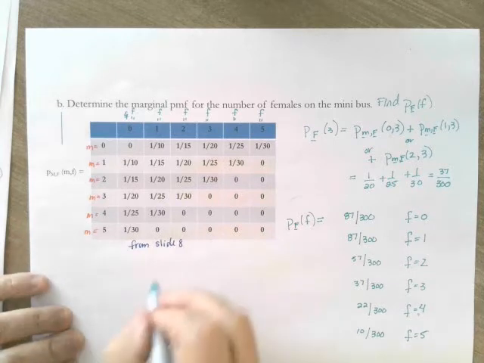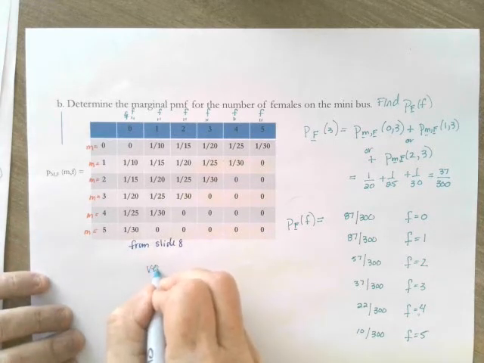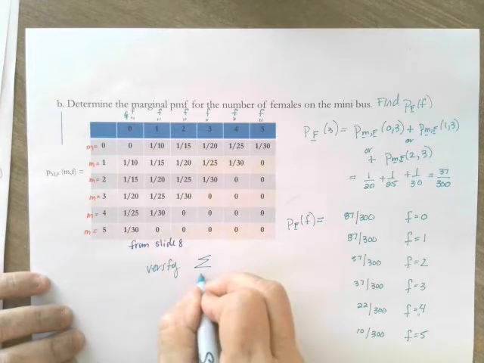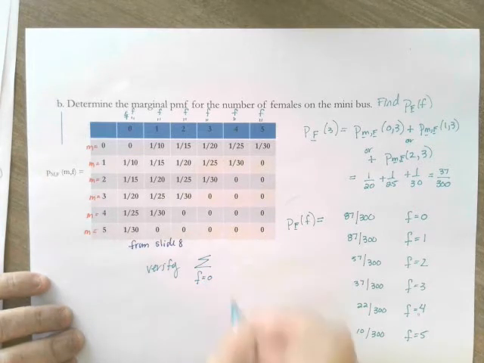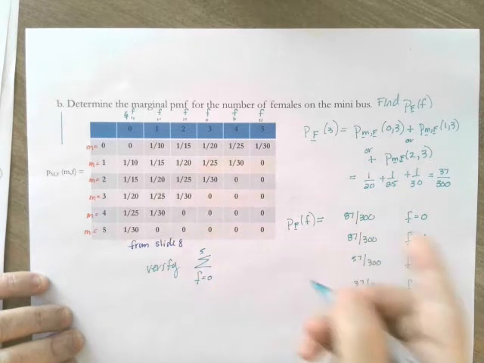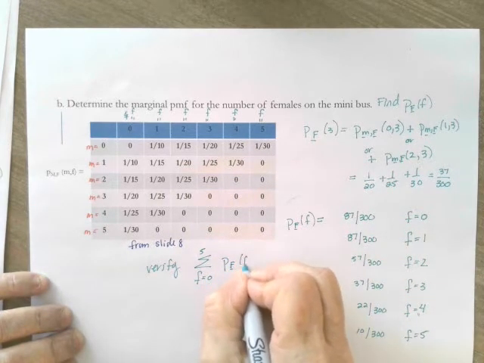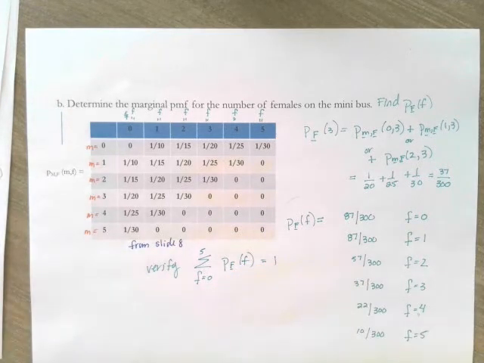And then again, I would tell you to verify that when I sum over F going from 0 to 5 of these probabilities here, you will get 1. It's just a regular normal probability function here, okay?